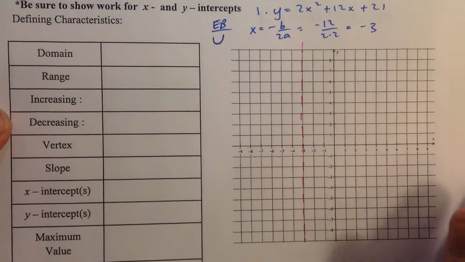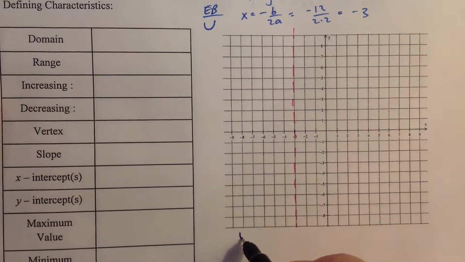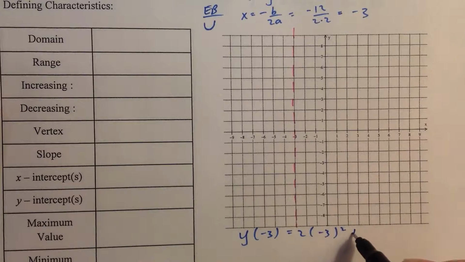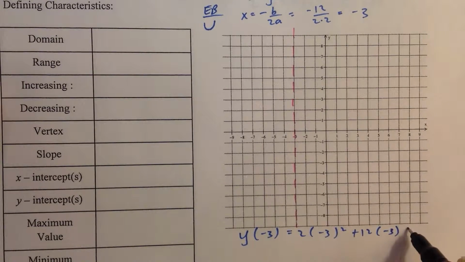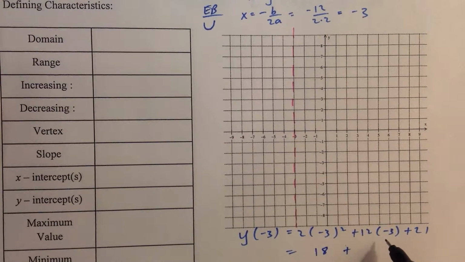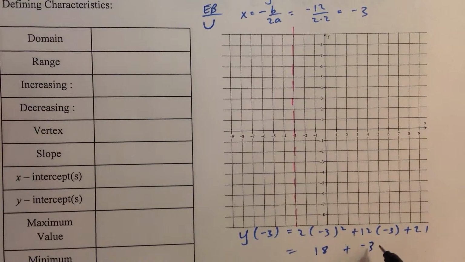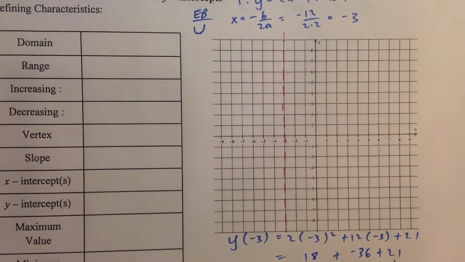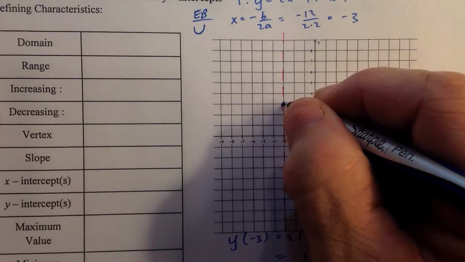And then if we want to find out the y coordinate of the vertex, I'll do that down here. y of negative 3, we replace x with negative 3. 2 times negative 3 squared plus 12 times negative 3 plus 21. 2 times 9 is 18. 12 times negative 3 is negative 36. And then we have plus 21. So I'm going to combine the 18 and the 21. 21 and 18 is 39. 39 minus 36 is 3. So the vertex is at negative 3, 3.